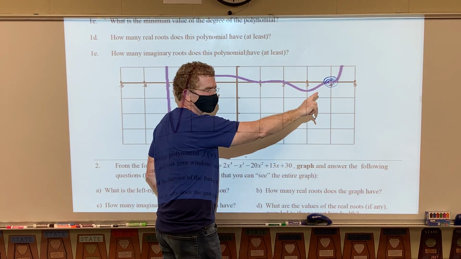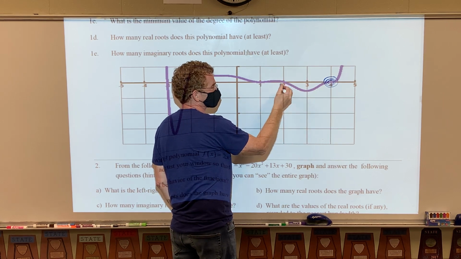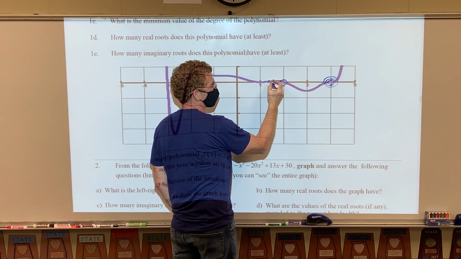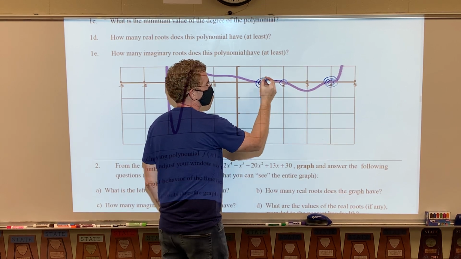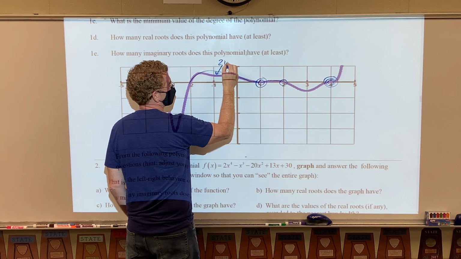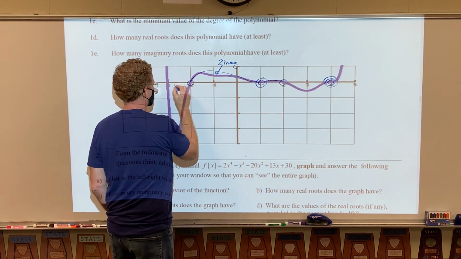Can everybody see this? It looks like I'm going down and then crossing at 2, so that's a single. But then it comes up over the graph and then bounces at 1, so that's a double. And then it looks like there's a wiggle right here, so that's 2 imaginaries. And then there's a single and there's a single.